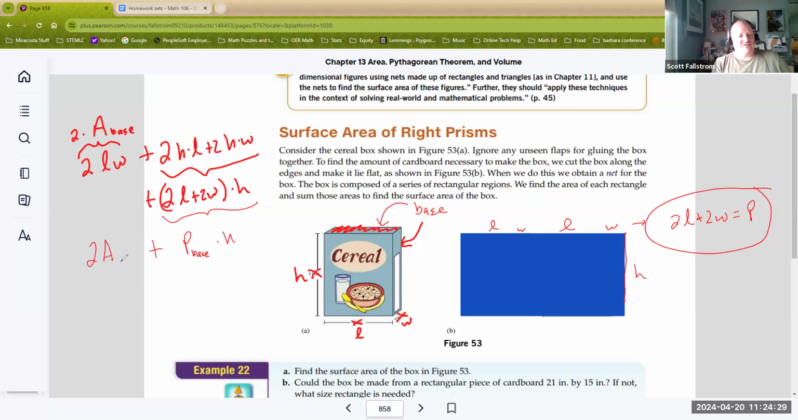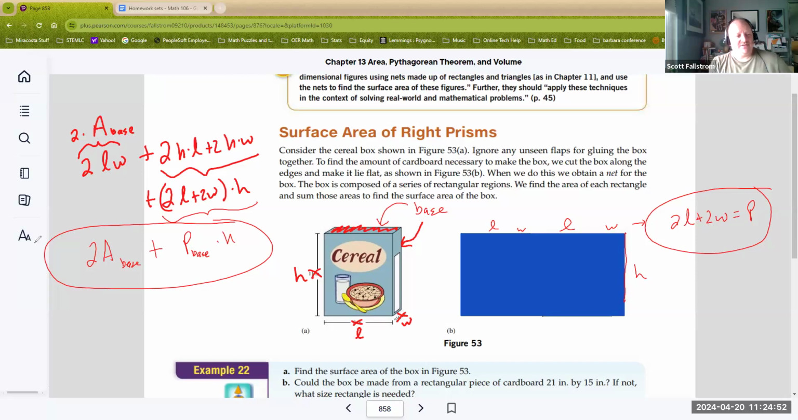So take a look. You have 2 times the area of your base plus the perimeter of your base times the height. That is probably the quickest and easiest way to think about this. It's not bad to break it down into all those rectangles, you always can. This just gives you a technique that allows you to do it, what I believe to be a little bit quicker. So I don't bring the height into play. I bring the height into play 1 time. The rest of it is all length times width.